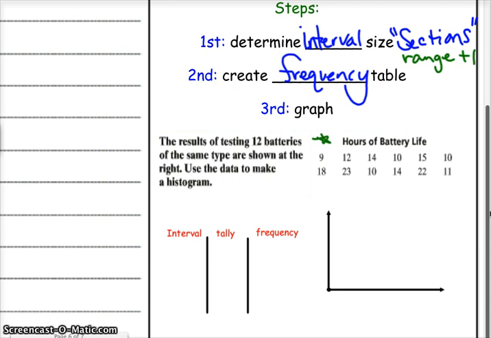I think I want to know my range. What's my biggest number I have? 23. Take away my smallest is 9. Okay, that's 14. And then you add 1, which is 15. So I think I want to section off 15. How can I section off 15? Into 3 sections, right? So if I make 3 sections, each section should have 5 data points.